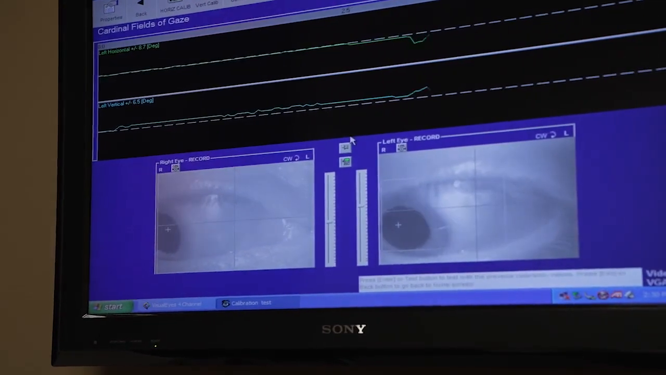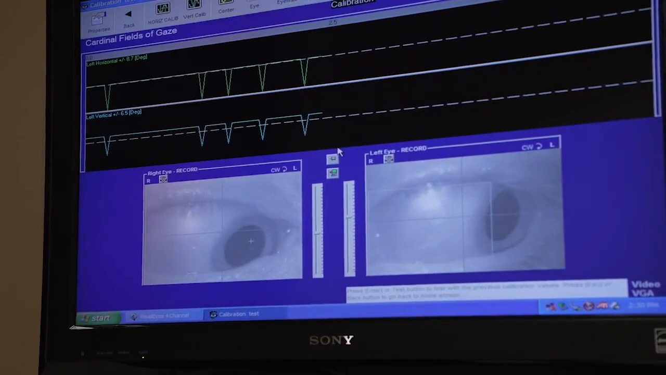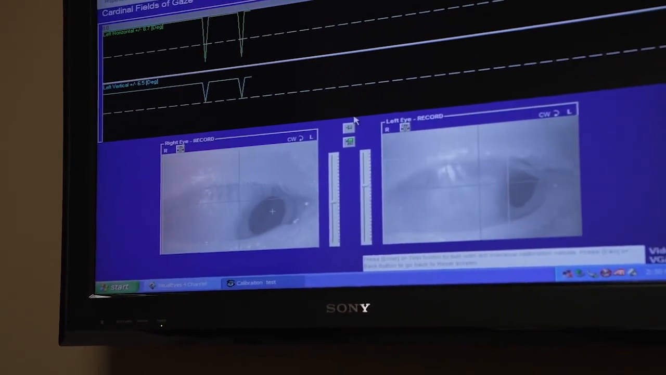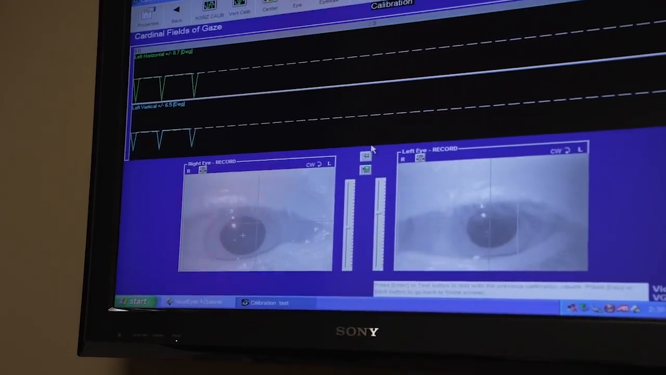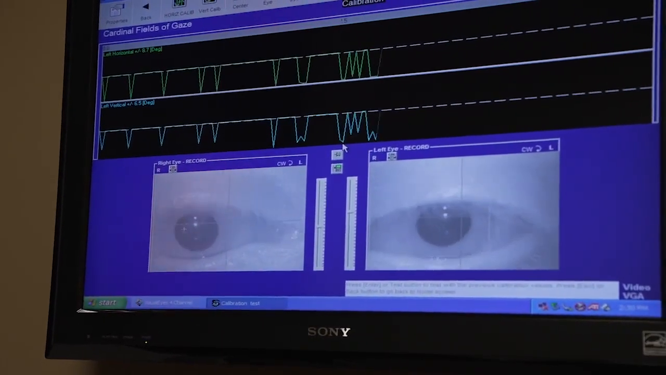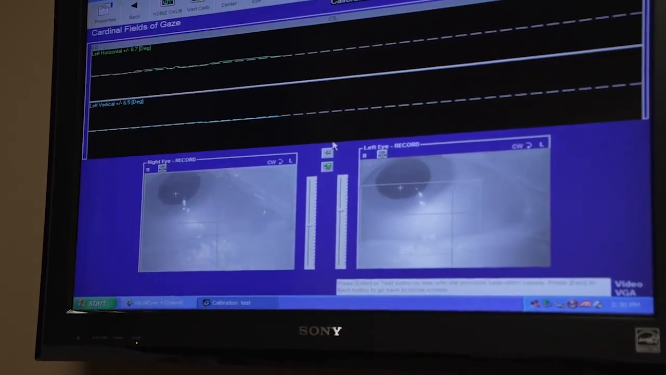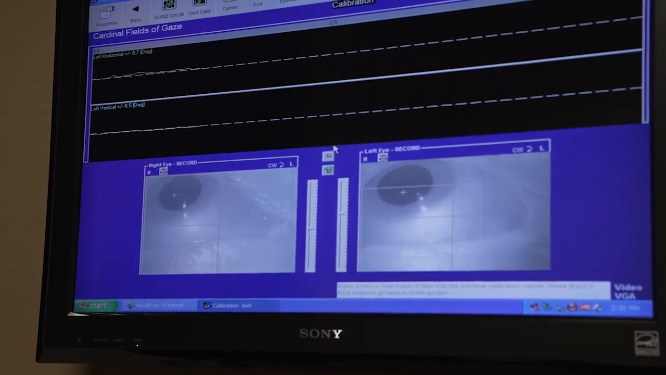Look to the opposite side. See that bounce? That's like holding weight here. You can't do it. It's the frontal eye field. It's right next to the motor strip. Okay. Does that make you tired? Not really. Good. Look all the way up. See? That's not nystagmus, it's just fatigue.